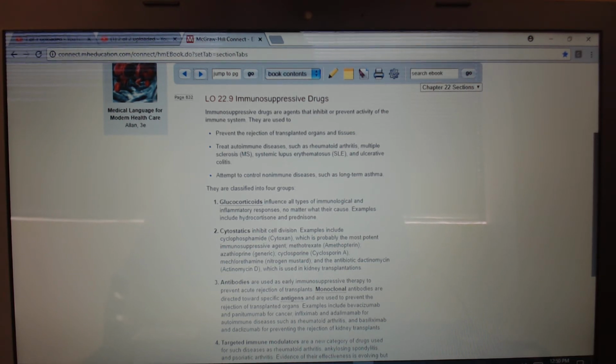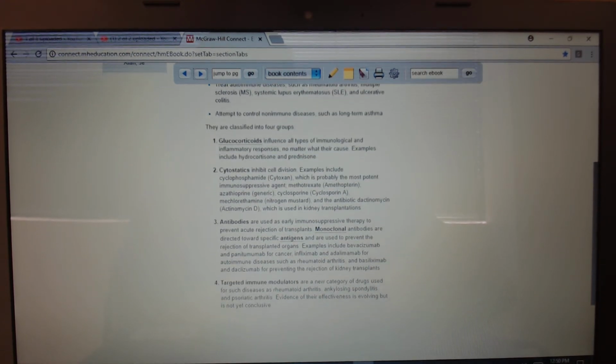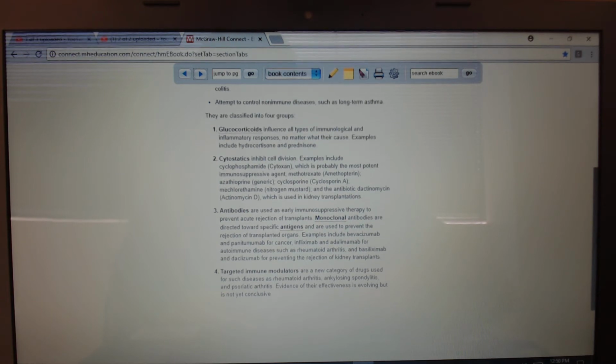Attempts are also made to control non-immune diseases such as long-term asthma. They're classified in 4 groups: glucocorticoids, cytostatics, antibodies, and targeted immune modulators. Glucocorticoids influence all types of immunological inflammatory responses, no matter what their cause. Examples include hydrocortisone and prednisone.